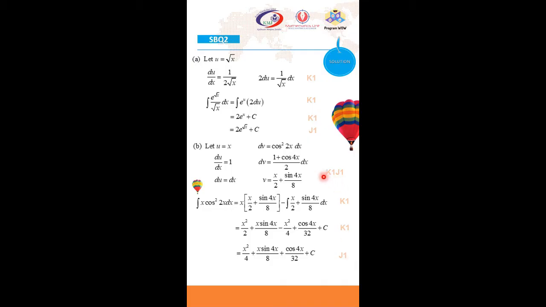Okay. So total we have 4 marks here for question B. But in the question it is stated 5. Let's see. Oh yeah, correct, 5. Because this is K1, J1 to find du and v. So total 5 marks for part B.